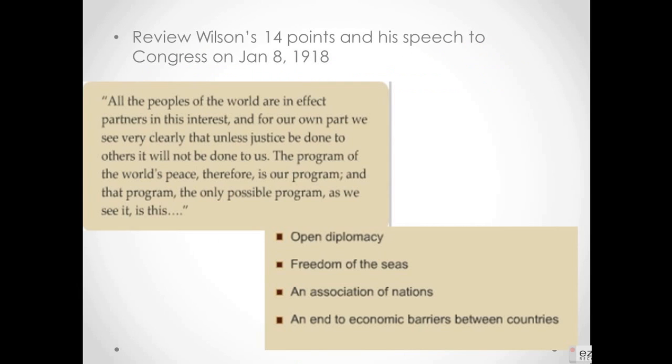But let's take a look at Wilson's 14 points anyways. You guys need to take a little bit of time to review his 14 points and his speech to Congress on January 8th. Here's an excerpt of it here.